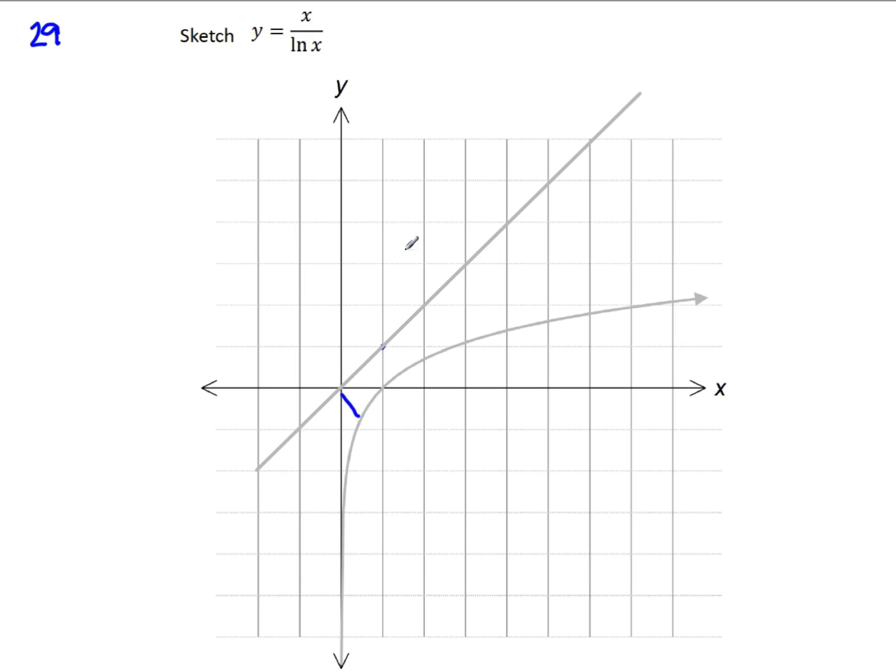x equals 0 is excluded from the domain. Why? Well, I'll leave you to think about that, why we can't have x equals 0. So let's put x equals 0 in as an open circle.